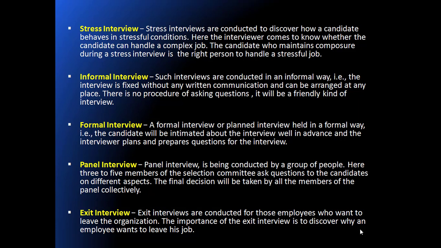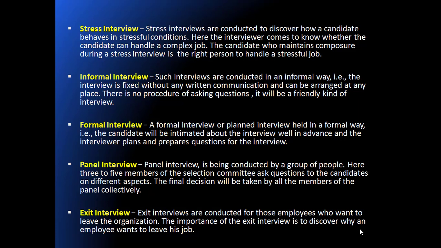And the last one is the exit interview. Exit interviews are basically conducted for those employees who want to leave the organization, and the importance of the exit interview is to discover why an employee wants to leave his job. So these were the different types of interview which are designed for different situations.